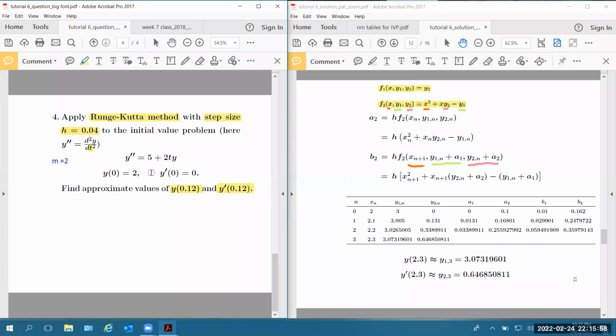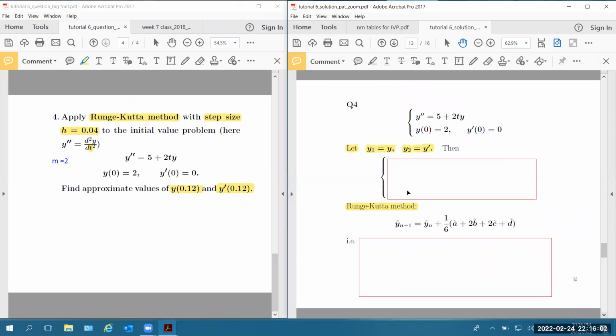First of all, we need to rewrite this, because this one is second order, right? So you see that we use the same method. Let y1 be this, y2 be y prime. The first equation is obtained by differentiating y1 equals y here, right? And it will be the same. So this one we did a few times already. So this will be my function 1.